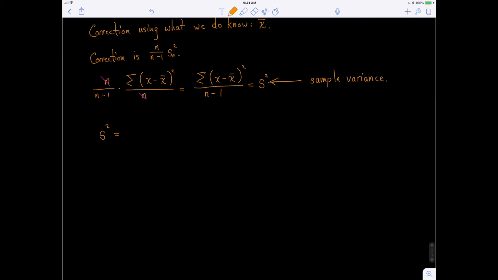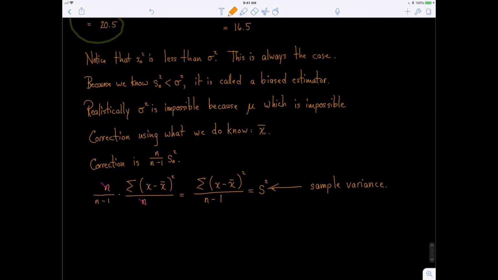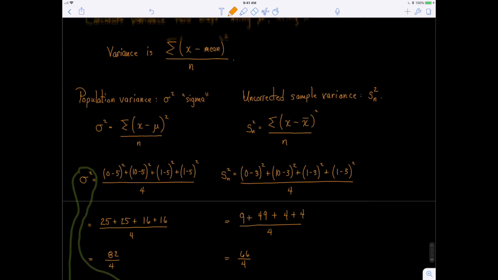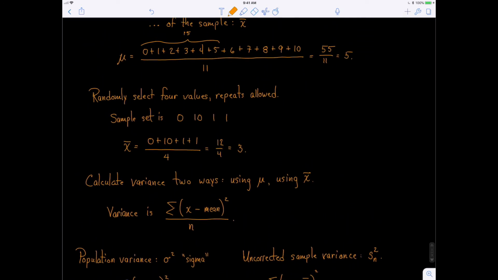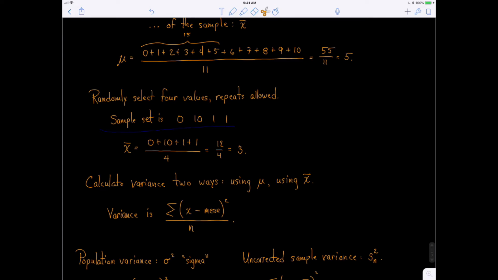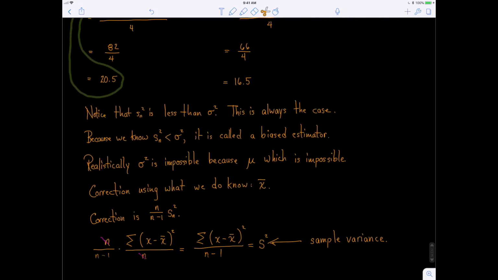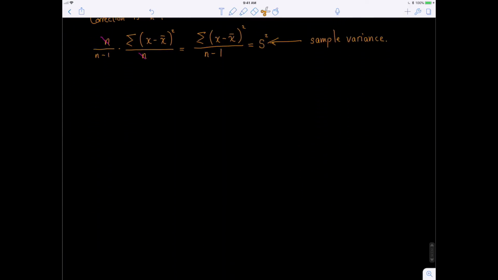And remember, let me just erase that and bring our data set back down so we can see it easily. The data set that we were using is right there. So here's our sample data set. For a sample data set, we're going to calculate a sample variance. That seems like a good connection. So let's do that. And here we go, we're going to calculate s squared.